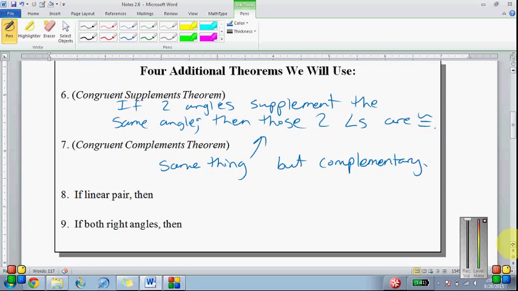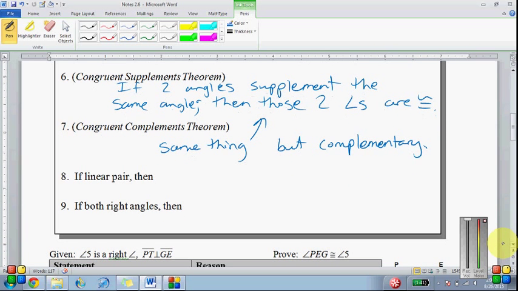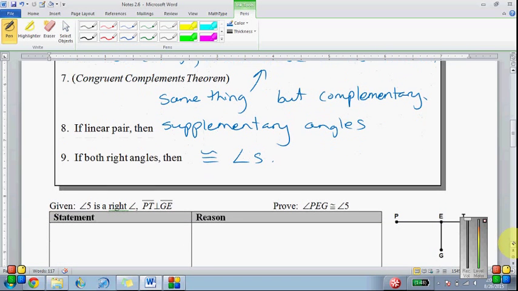Another theorem we have is if two angles make a linear pair, then I have supplementary angles. We know that a linear pair makes a straight line. A straight line adds up to 180. That's the definition of supplementary. So if I have a linear pair, then I have supplementary angles. If I have two right angles, so if both angles that I have are right angles, then obviously those angles are congruent to each other. So these seem kind of obvious, but we're going to use these when we're trying to prove things.